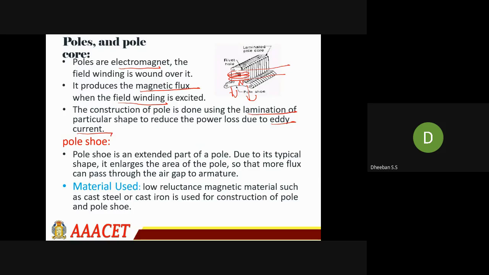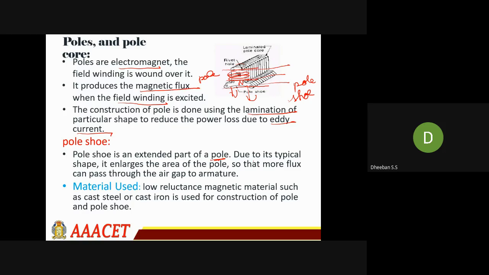As we have seen with respect to your transformer, the same concept is used. To reduce your eddy current loss, you will be laminating it. So next is about your pole shoe. Pole shoe is nothing but an extended part of your pole. If this is a pole, then up to this it is a pole. After that, this part will be contributing to your pole shoe. So it is an extended part of the pole.